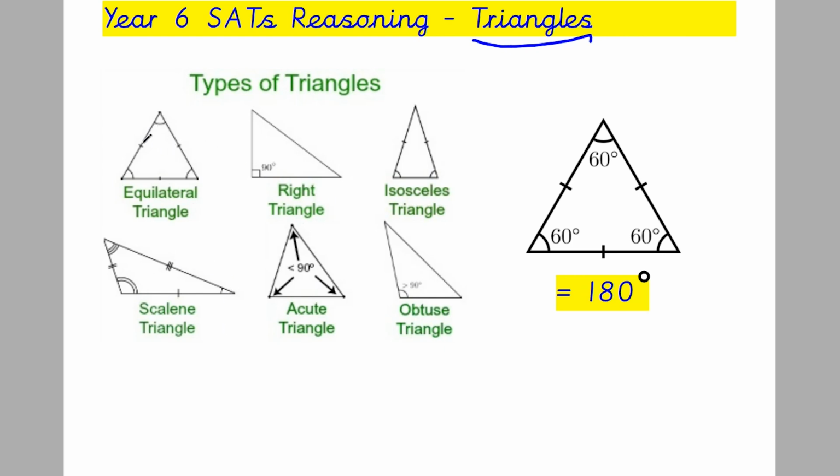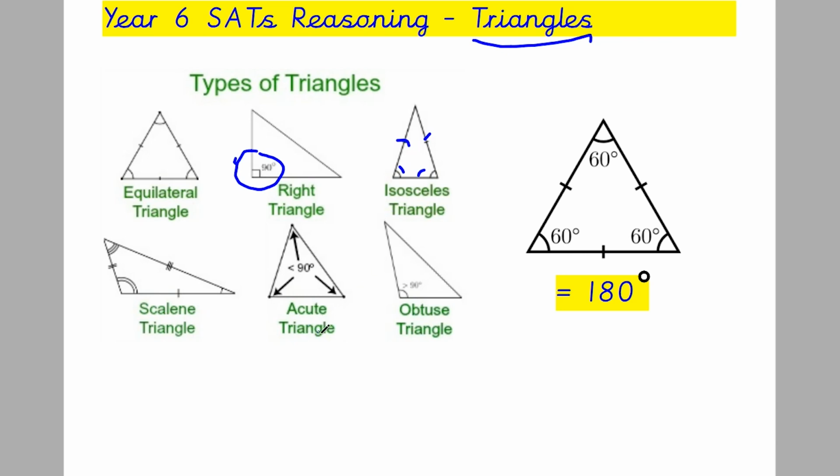An equilateral triangle has all angles the same size, and all sides the same length. A right angle triangle has an angle which is 90 degrees, known as a right angle, within it. An isosceles triangle has two sides the same length and two angles the same size. And a scalene triangle has no sides or angles the same.